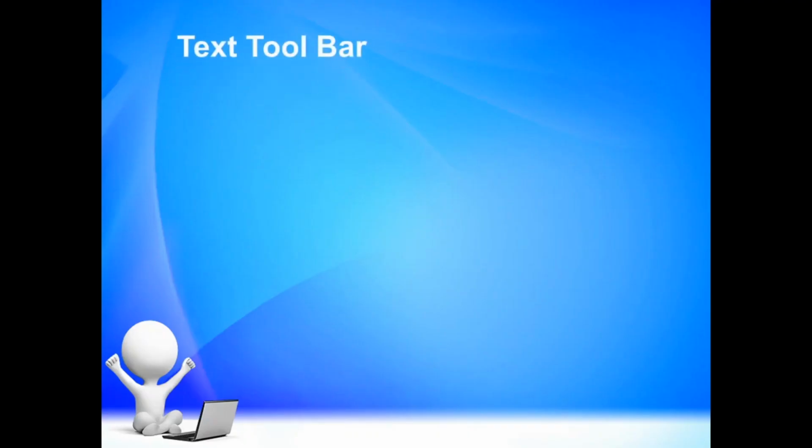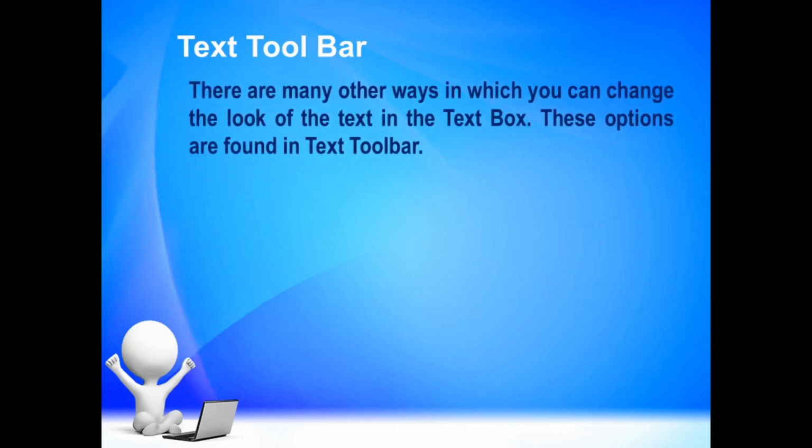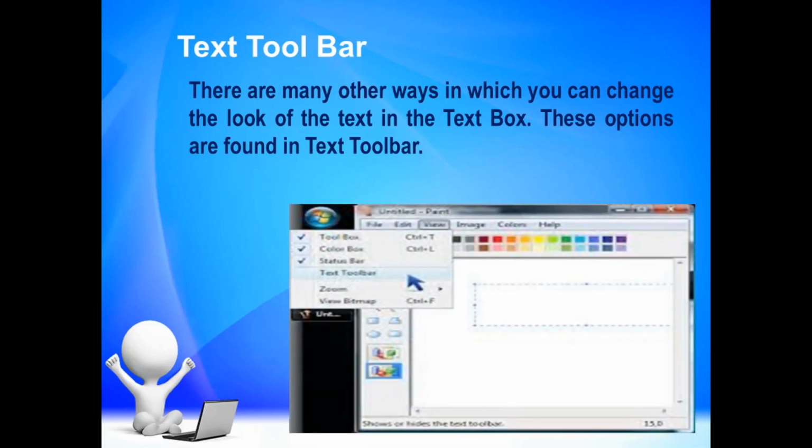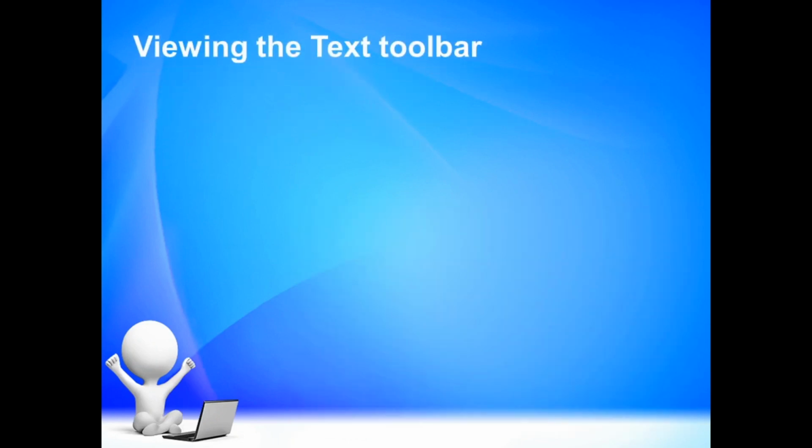Now, text toolbar. In the previous class, we learned how to change the color of the text, but there are many other ways in which you can change the look of the text in the text box. These options are found in the text toolbar. Here is an image of the text toolbar. Now viewing the text toolbar.